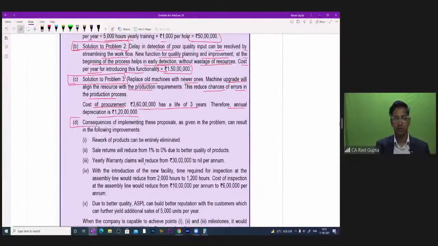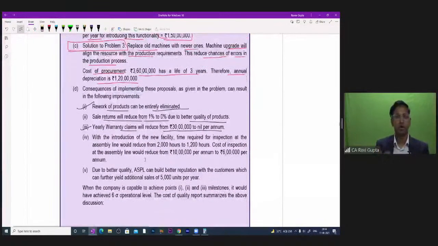D. Consequences of implementing these proposals. What will be the consequences of these proposals? This also has been mentioned in the question. First, rework of the product can be entirely eliminated. Second, sales return will be reduced to 1% due to the better quality of the product. Third, yearly warranty claim will reduce to 30 lakhs. These are all the improvements.